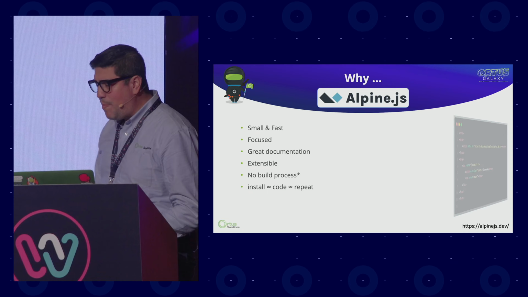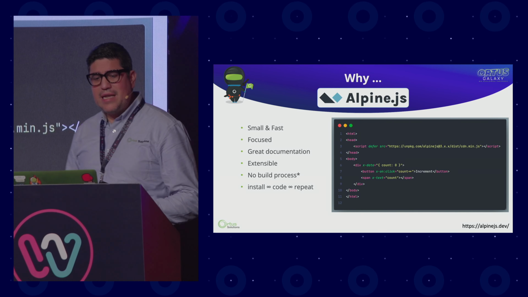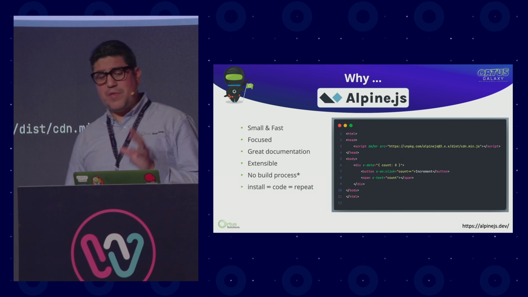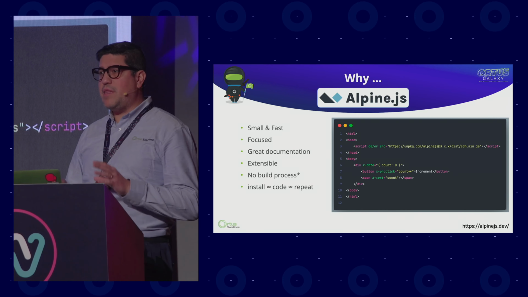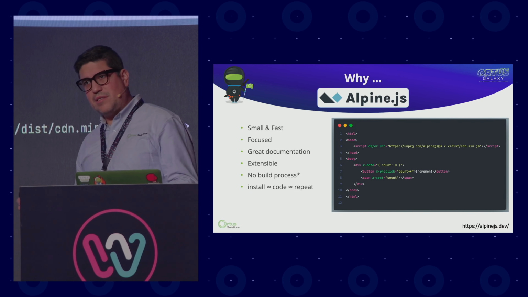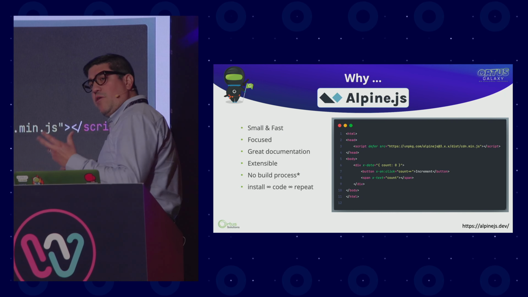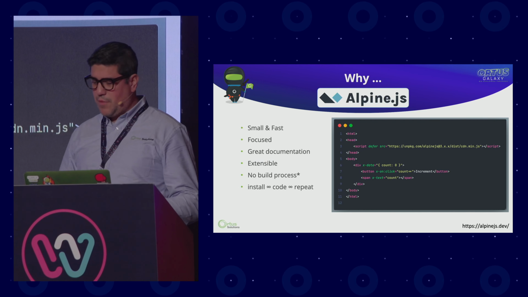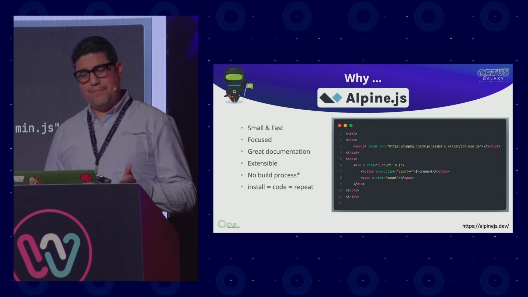So why Alpine? Alpine is small, and it's fast, and it's very focused. The documentation is really, really good. It also is extensible. But the main point is there is no build process if you don't want one, okay? And then you can just basically start installing and coding and repeating, okay? This is the why of the actual mini library, okay?